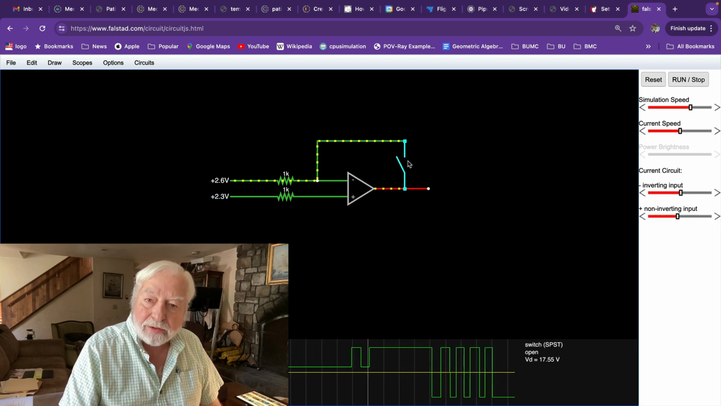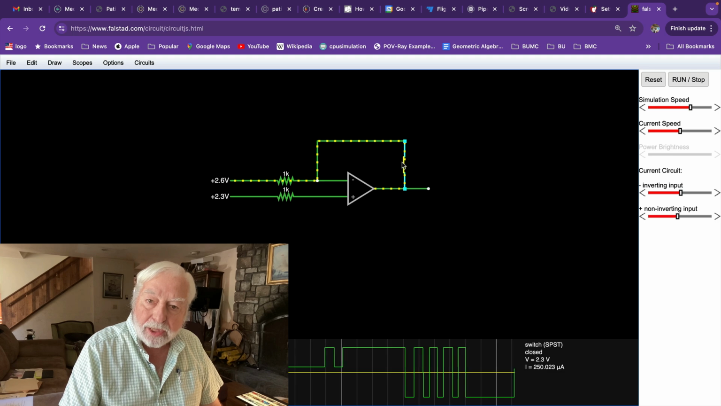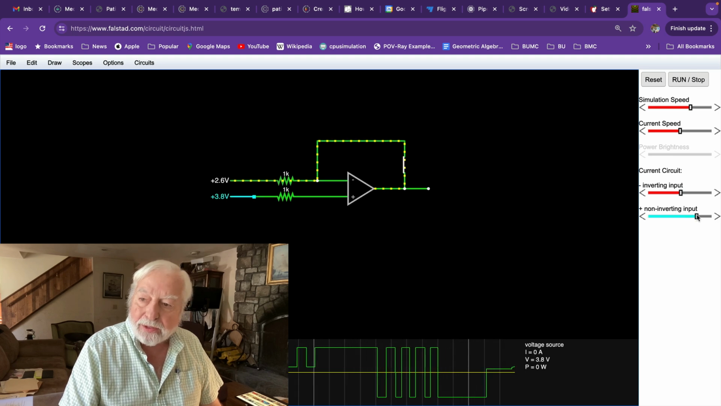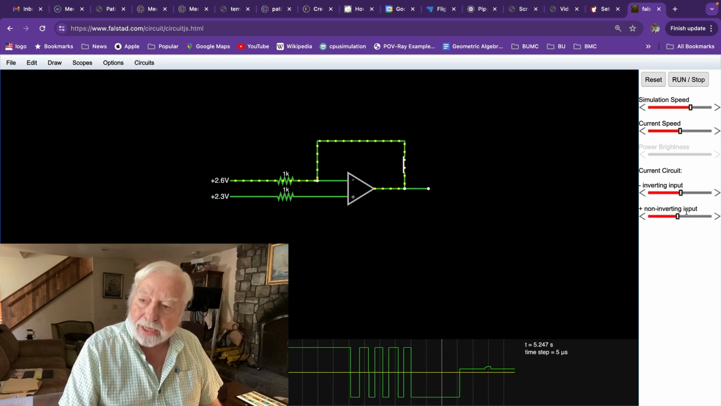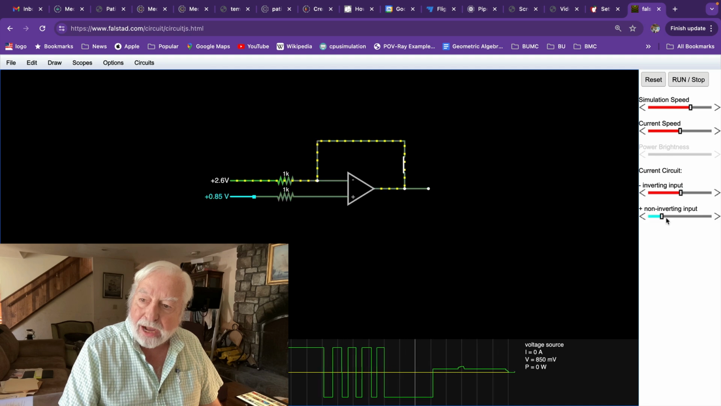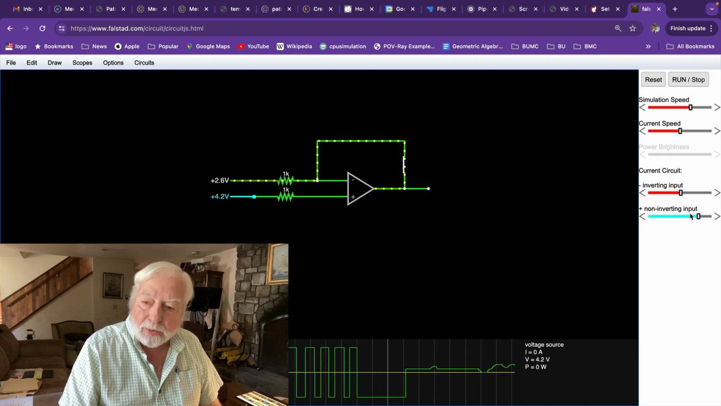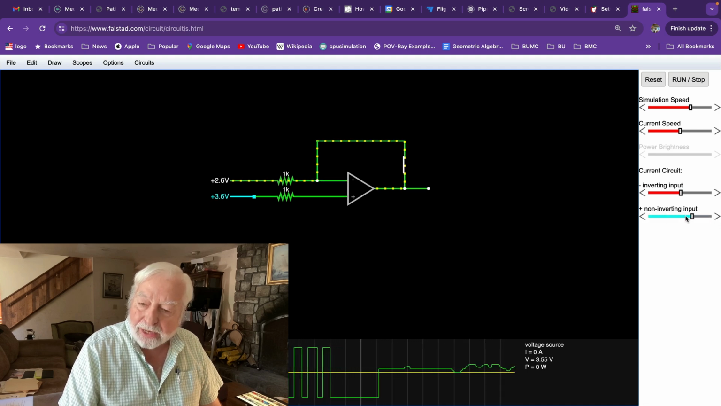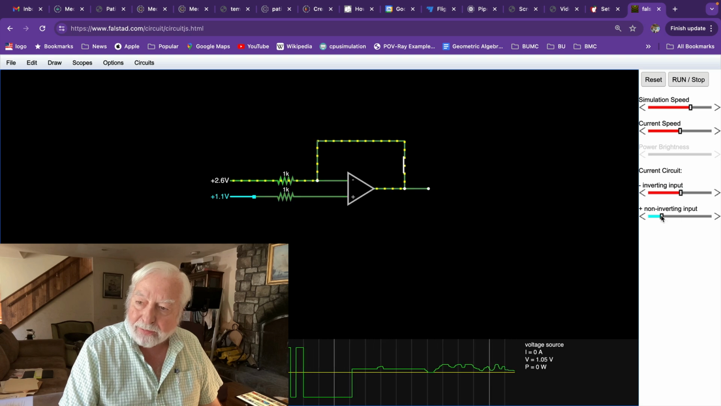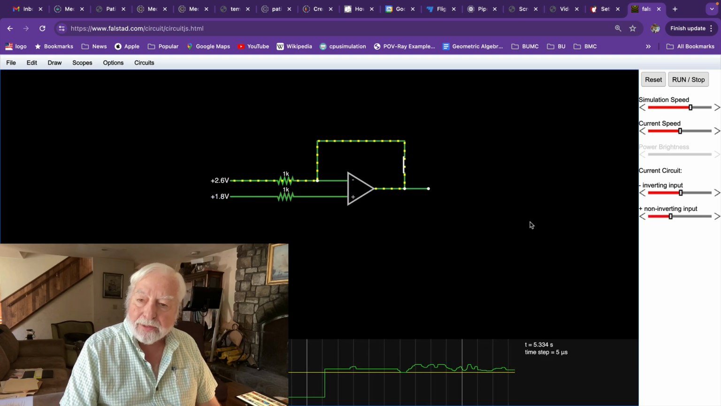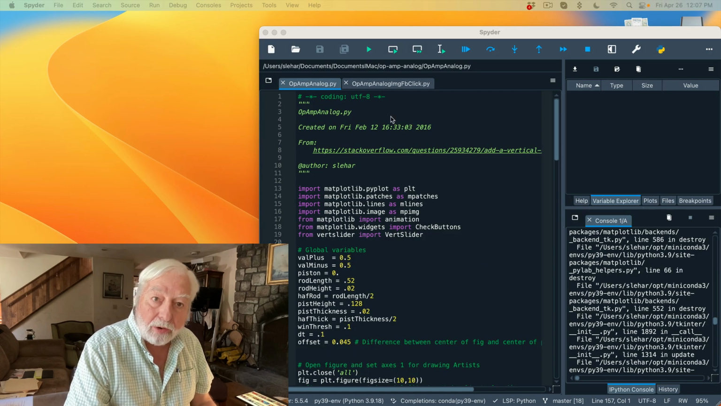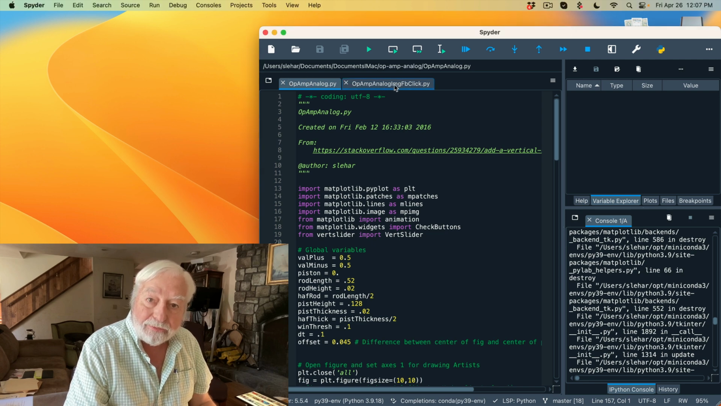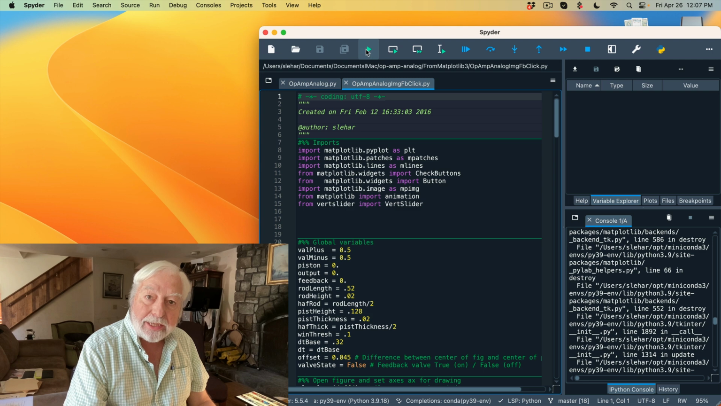But when we close the switch and turn on the feedback mode, take a look at the output down here in the trace, and it's now a proportional output. It looks like a low voltage, but that's because it's automatically scaling. So back to my hydraulic analogy, we'll go to the op-amp analog with feedback, and we'll run that.